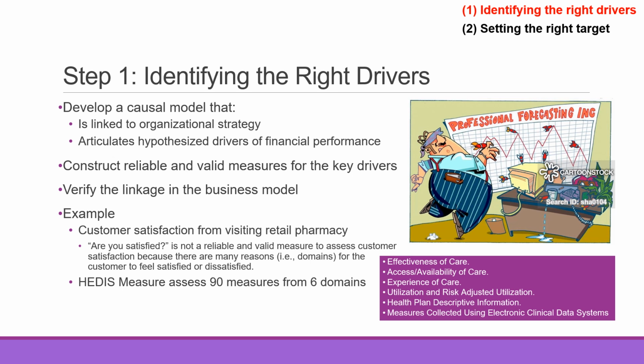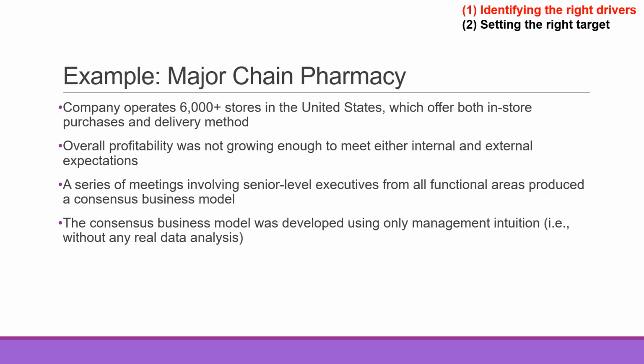So this happens again with this HEDIS measure. I talked about the 90 measures from 6 different domains. The domains are kind of differentiating different satisfaction into different domains, right? So in this HEDIS measure, you're assessing the outcomes from the 6 specific domains that we set as important measures. So let's take a look at this example of a major chain retail pharmacy.